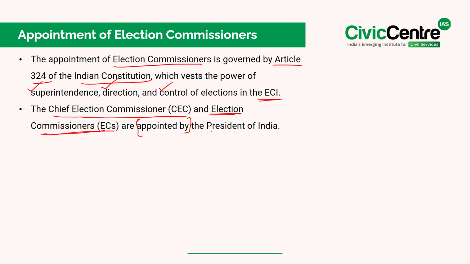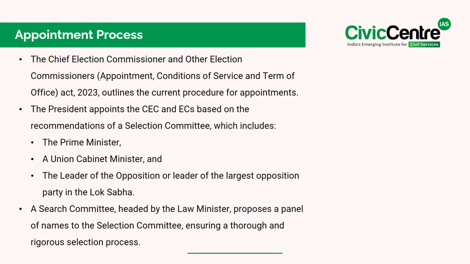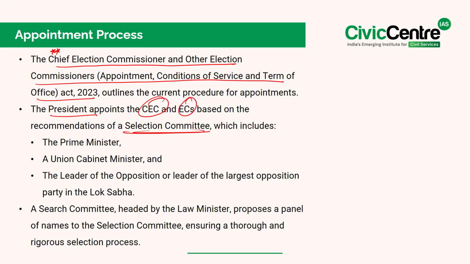Further, the procedure for appointing the election commissioners is specifically laid down in the Chief Election Commissioner and other Election Commissioners (Appointment, Conditions of Service and Term of Office) Act, 2023. Now, under this law, the President appoints the CEC and ECs based on the recommendations of a selection committee. This means that the President does not make appointments unilaterally, but rather follows the recommendations of a formally constituted committee.